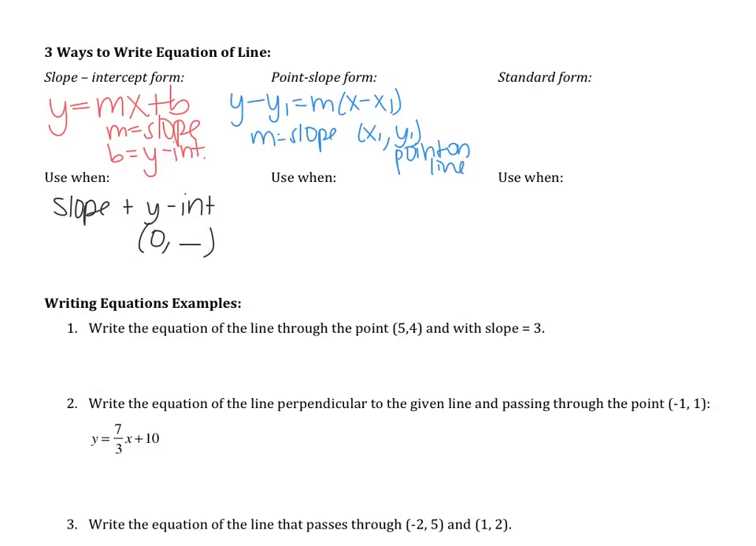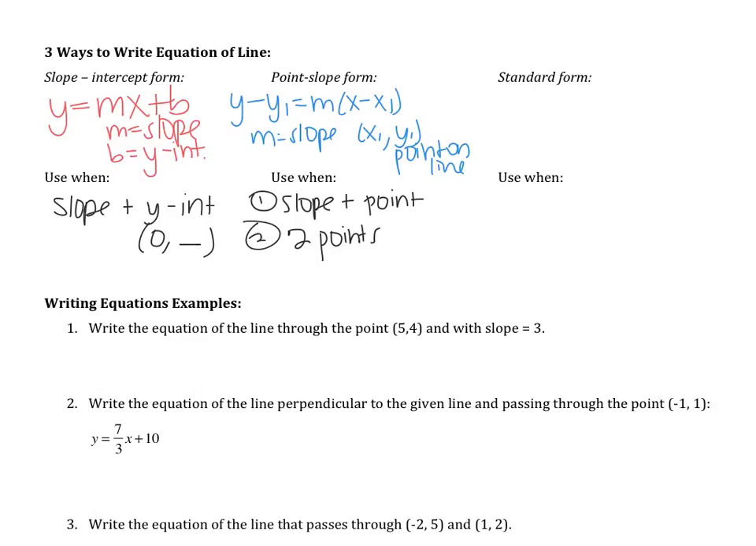Okay. There are 2 cases when you can use point-slope form. One is when you have the slope and a point, hence point-slope form. Or you can use it when you have 2 points. In the case of having 2 points, you would use the 2 points to find the slope.